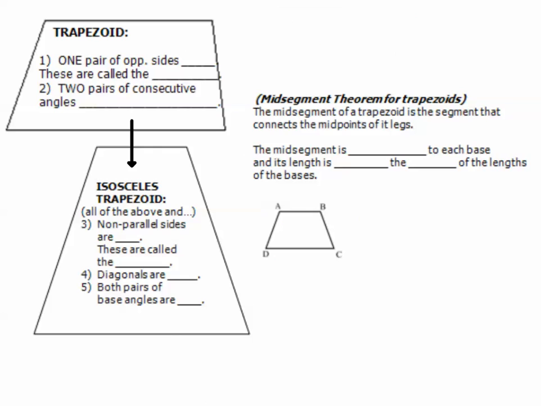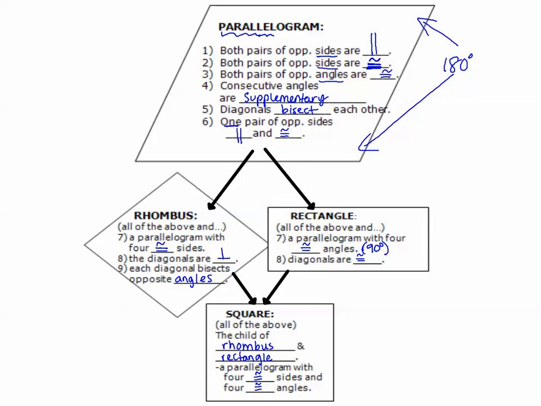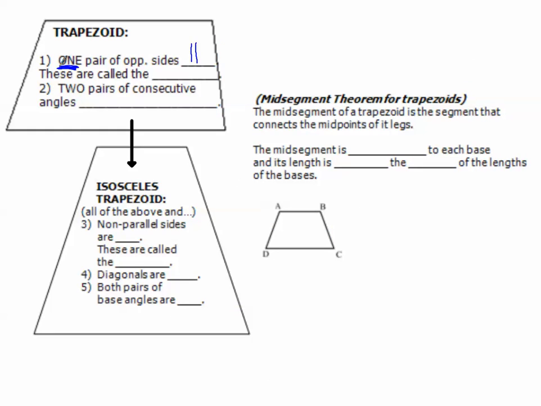Let's take a look at the trapezoid cousins. A trapezoid is defined by one pair of opposite sides being parallel, just one pair. So it's like its family cousins, the parallelogram, where both pairs are parallel. In the trapezoid family, only one pair is parallel. Remember, those are called the bases. This guy right here, this guy right here. Just one pair is parallel. Let's write that those are called the bases.